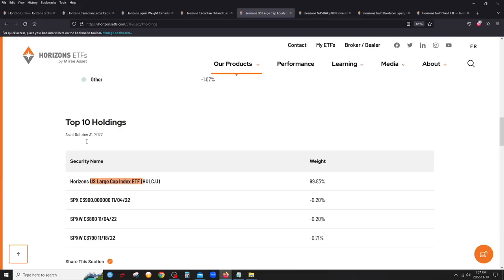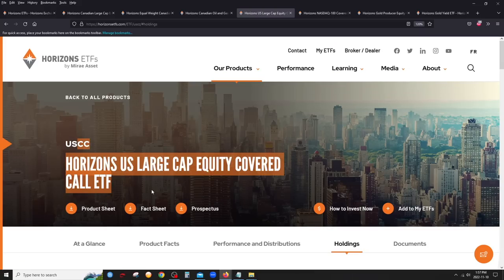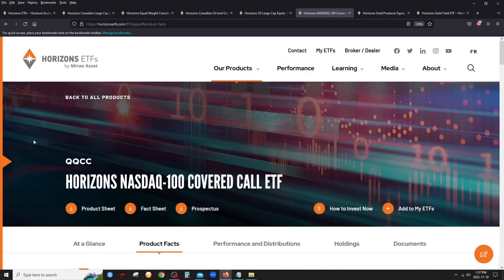And just like the other one, they're writing covered calls on the actual index itself, on SPX, which I believe is the S&P 500. So they're writing covered calls on the actual index itself here, not on the individual stocks, like BMO does. So very, very interesting. This would be your overall US covered call ETF. But now we get into the interesting one, which I find is pretty much the most interesting one in the whole lineup, QQCC.